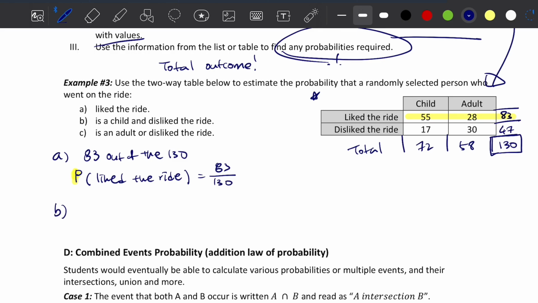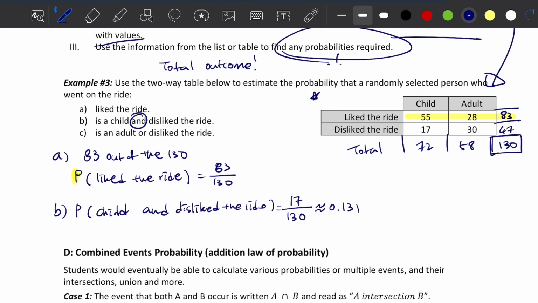Question B, if it's a child and dislikes the ride, it means we need to find the case where child and dislike the ride overlap, right? So we need to find the probability where the child and dislike the ride. So this becomes 17 over total people 130. So this is approximately 0.131 if you're using GDC.